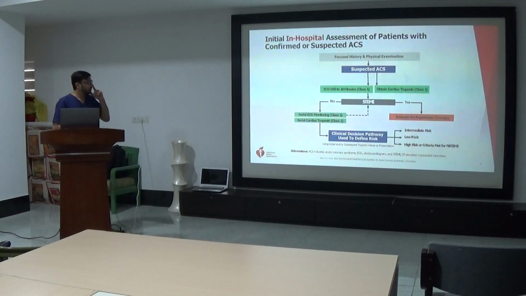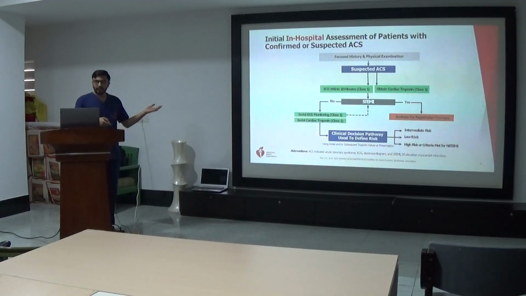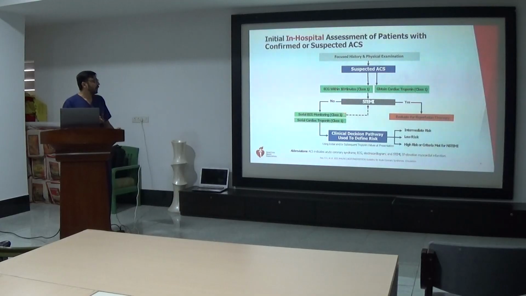Initial in-hospital assessment of patient with confirmed or suspected ACS. So after detailed history and physical examination, we suspect ACS, so ECG within 10 minutes and obtain cardiac biomarker. So if there is ST elevation MI, as we discussed, go for reperfusion therapy. If it's not conclusive, serial ECG, serial troponin, and then a clinical decision pathway to define risk. It will be defined upon the GRACE risk score, TIMI risk score, based on that intermediate, low risk or high risk, and we can decide whether invasive angiography will be performed or not.